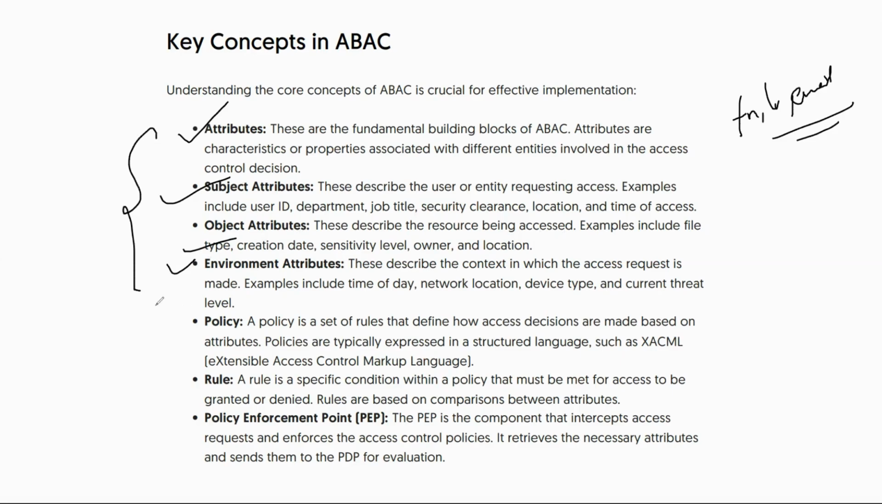Eventually, you use all of this to create a policy. It's a set of rules that define how access decisions are made. And then we have a rule where you're writing the condition. If a new hire joins X department, they get X level of access based on X level of attribute. This is where you're writing the rule.